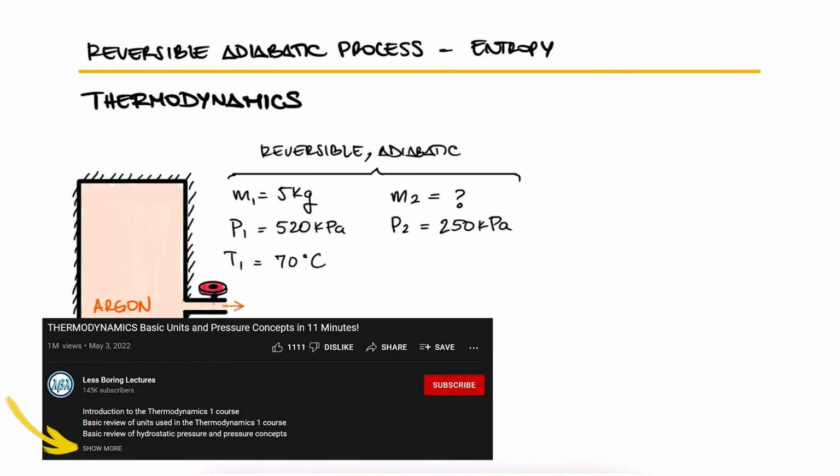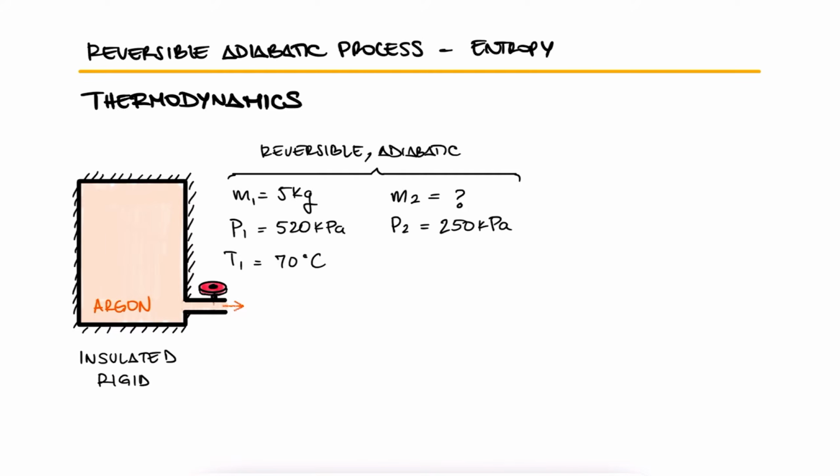The main concept that this problem tests is the understanding of isentropic processes. If we're being told that the tank is insulated, it means that heat is not allowed in or out of this container. This means that the process is adiabatic, which is also given in the problem statement. And additionally, we're being told that the process was reversible.